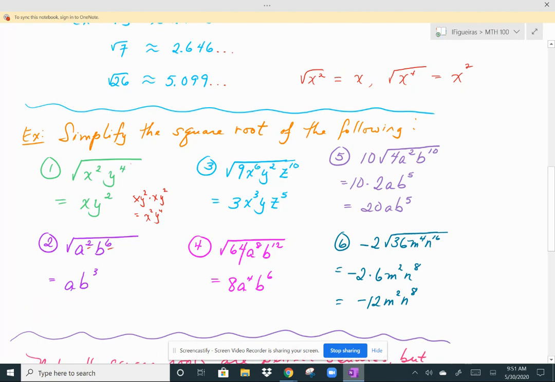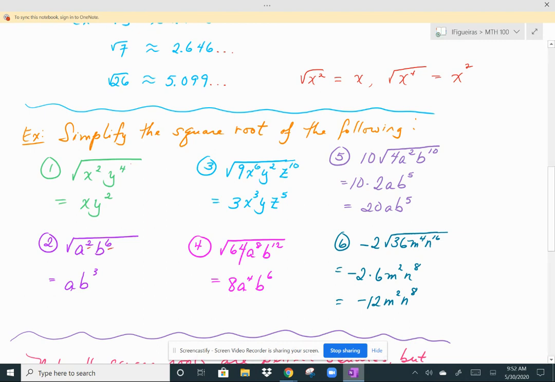Let's move on to number 3 here in blue. I have the square root of 9, x to the 6, y squared, z to the 10th. Okay, so I have a coefficient of 9, and then I have all my variables. All of the exponents in the variables are even. Okay, so the square root of 9 is 3, because 3 times 3 is 9.